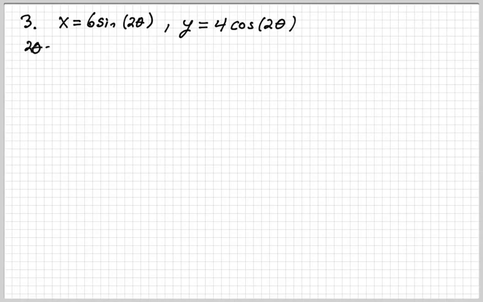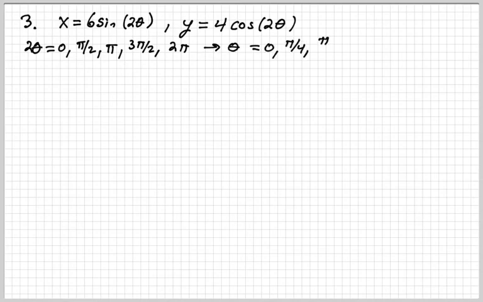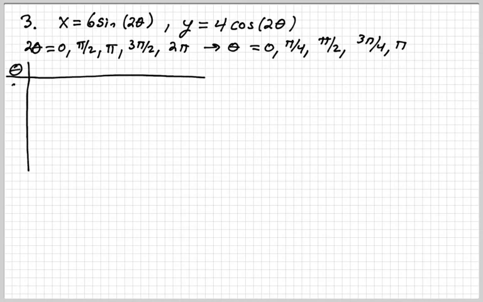Now I'm going to graph this, but my argument's not theta anymore, it's 2 theta, and I want that to equal the poles. The poles mean 0, pi over 2, pi, 3 pi over 2, and 2 pi. So if I divide everything by 2, I have 0, pi over 4, pi over 2, 3 pi over 4, and 2 pi over 2, which is just going to be pi. So we'll construct our table using those new values.